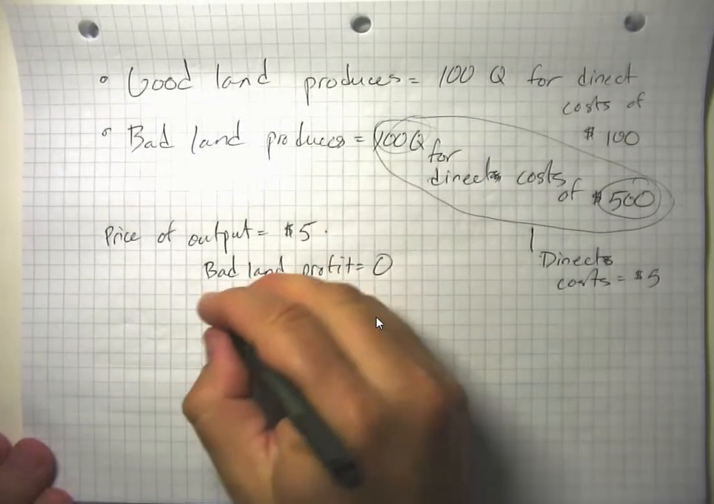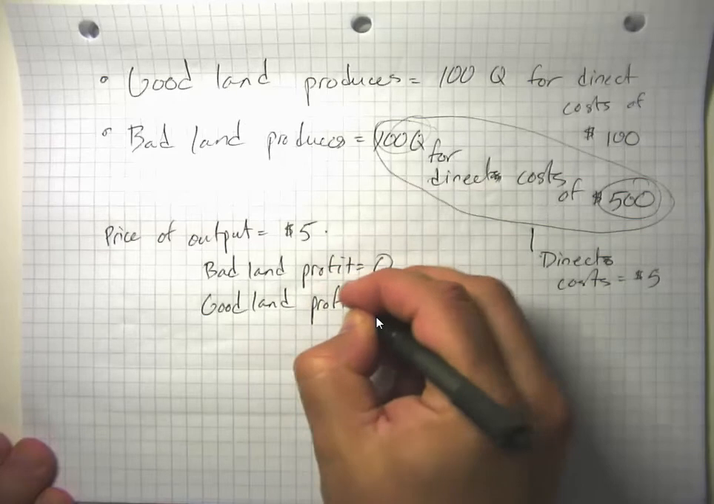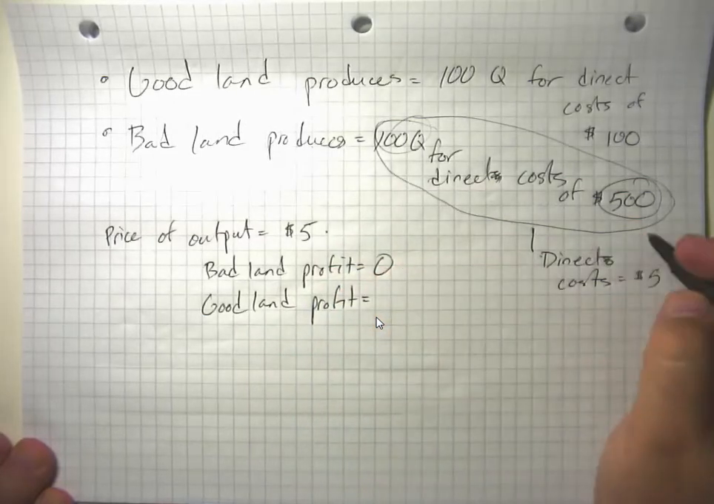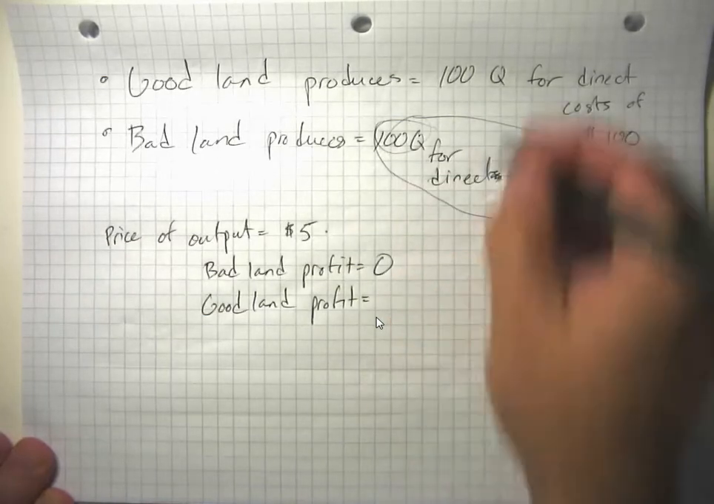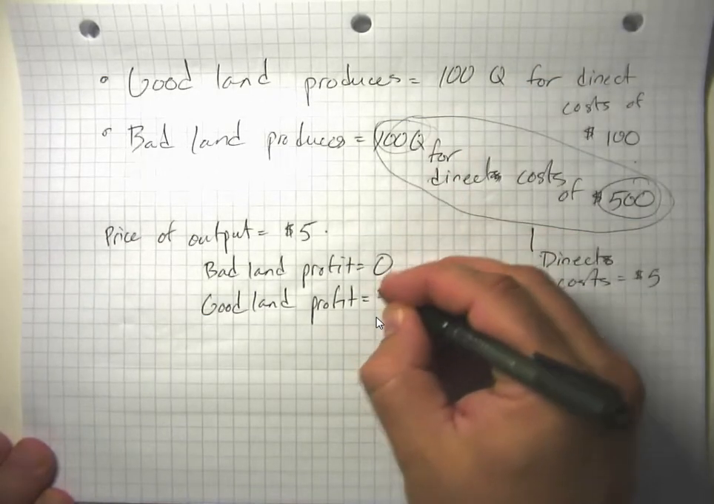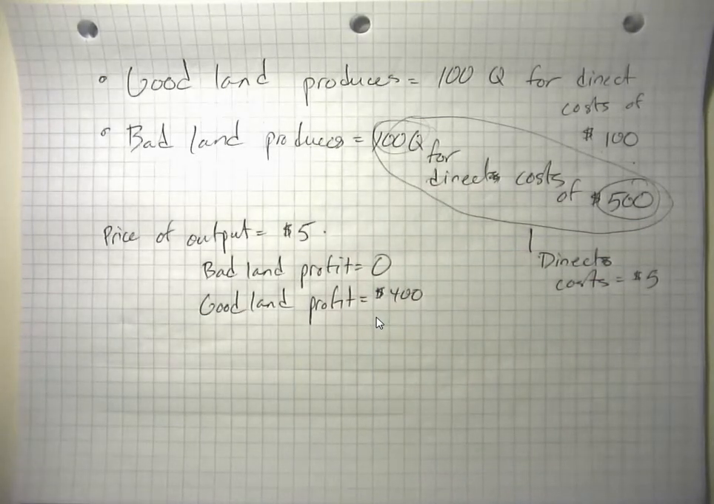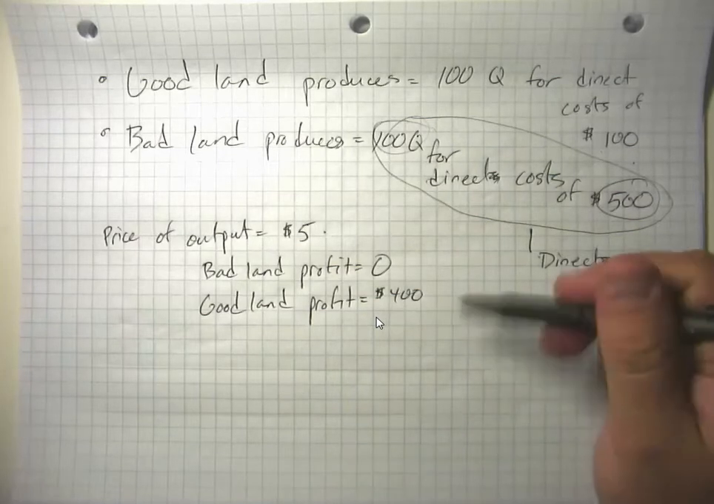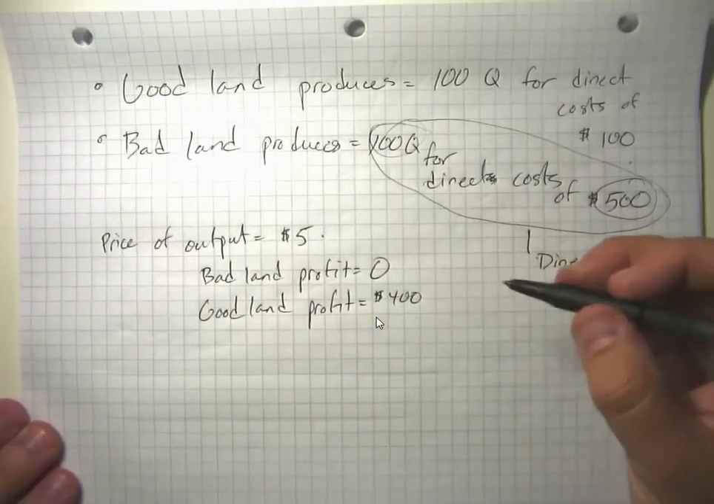The good land profit is going to be, well, you had an average cost per unit of $1, and we produced 100 units, so it looks to me like the good land's profit is $400. But remember, we're interested in economic costs, not accounting costs. And these profits so far have been figured with just an accountant's conception of cost.